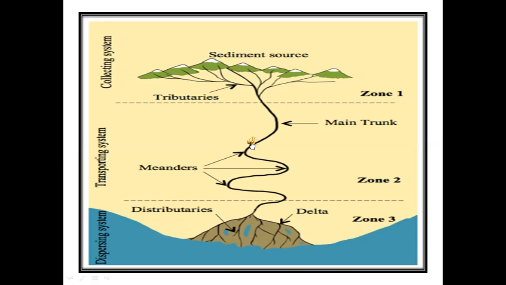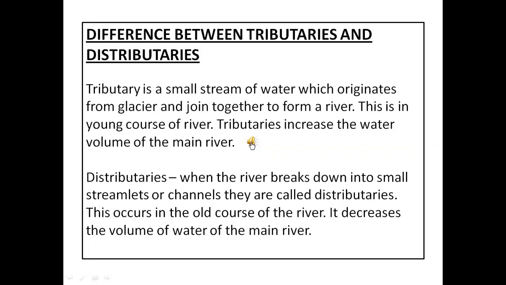What is a meander? A meander is one of a series of regular curves, bends, loops, turns, or windings in the channel of a river, stream, or other water course. It is produced by a stream or river swinging from side to side as it flows across its floodplain or shifts its channel within a valley. Here on the slide, there are some differences between tributaries and distributaries.